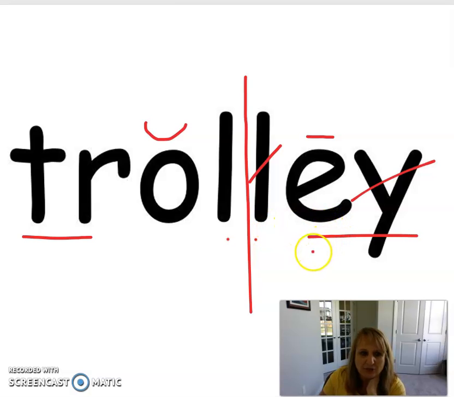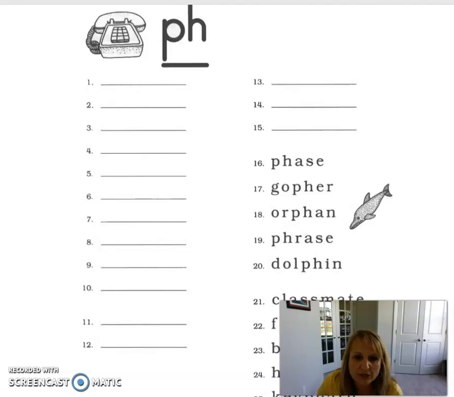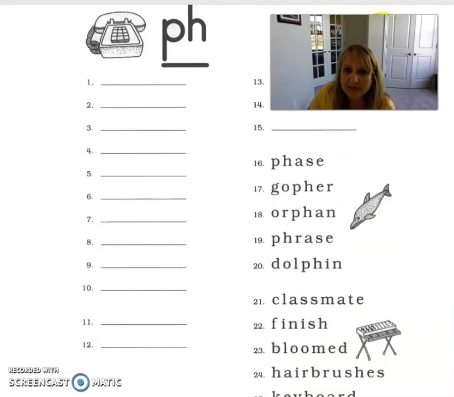V-C-C-V. Good job. Okay, we're going to go ahead and go on to our worksheet. If you have picked up your Saxon packet, you can pull out your PH worksheet. If you have not picked it up yet, you can just do this on a piece of paper. On Monday, hopefully everyone will have their packets and we can start working together with our worksheets.